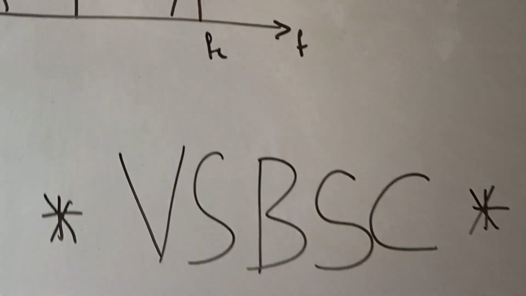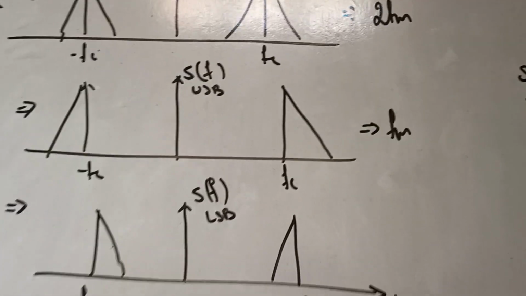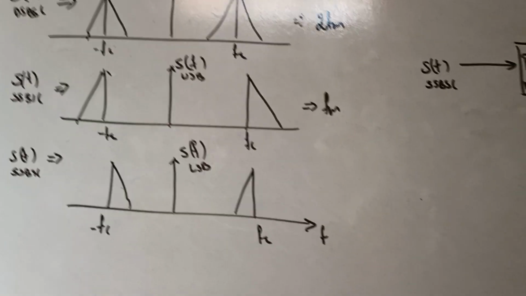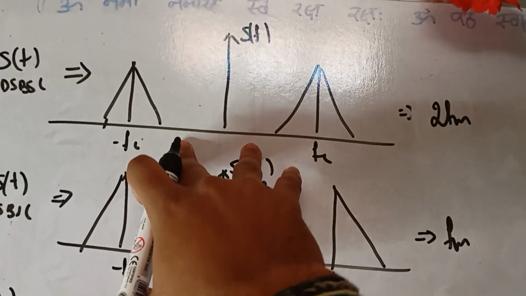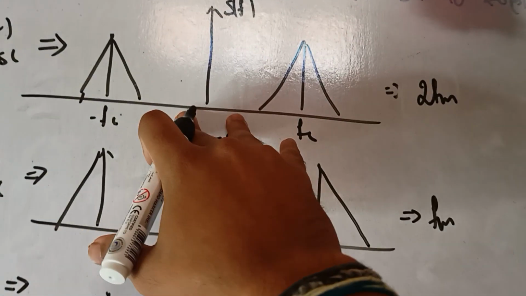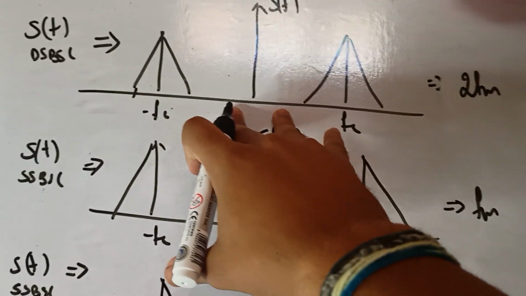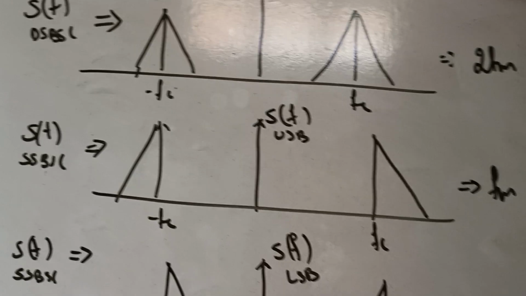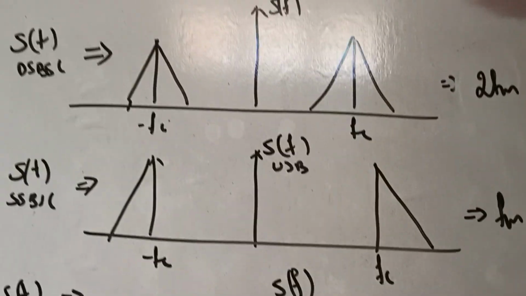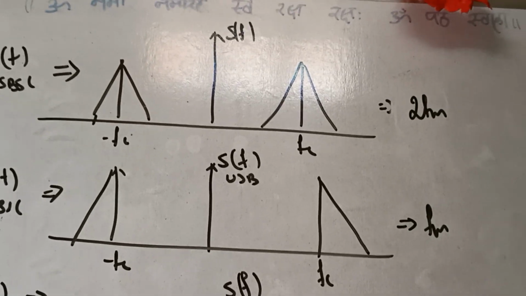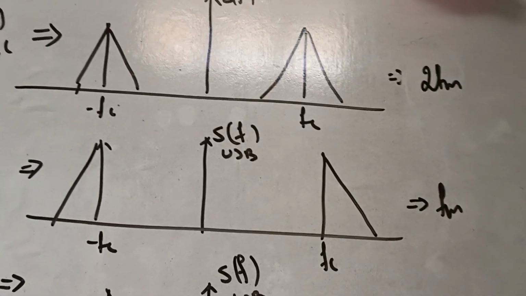Hello everyone, so today we are going to study about VSBSC, that is Vestigial Sideband Suppressed Carrier. Initially we studied about DSBSC, meaning your lecturer has taught you about DSBSC, that is Double Sideband Suppressed Carrier. In Double Sideband Suppressed Carrier, we are going to suppress the carrier signal so that we are spending less amount of power.